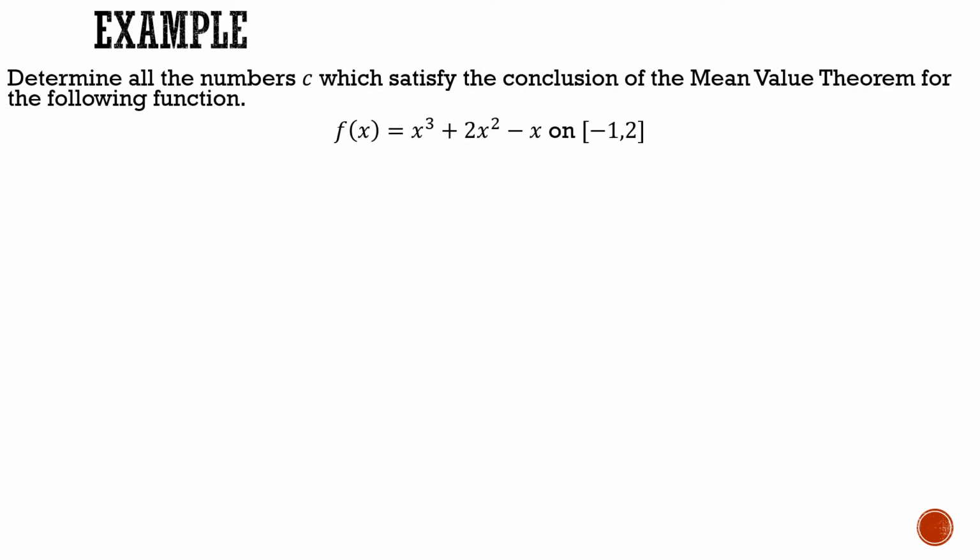All right, so here's our example. It says determine all numbers C which satisfy the conclusion of the mean value theorem for the following function. Now, in order to do this, again, you have two conditions. Your first condition is that it is continuous. And since it's cubic, I know that for sure it's going to be continuous.